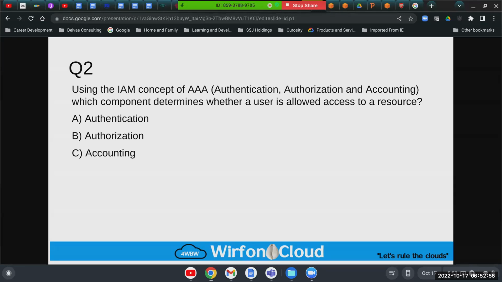3 Bs. 3 Bs. Okay. Authorization is the correct answer. B is correct. So it determines what a user is allowed to access, right? Authentication is just simply establishing your identity, establishing who you are. Authorization is establishing what you are allowed to do. Accounting is a record. Accounting just deals with the record of what you did.